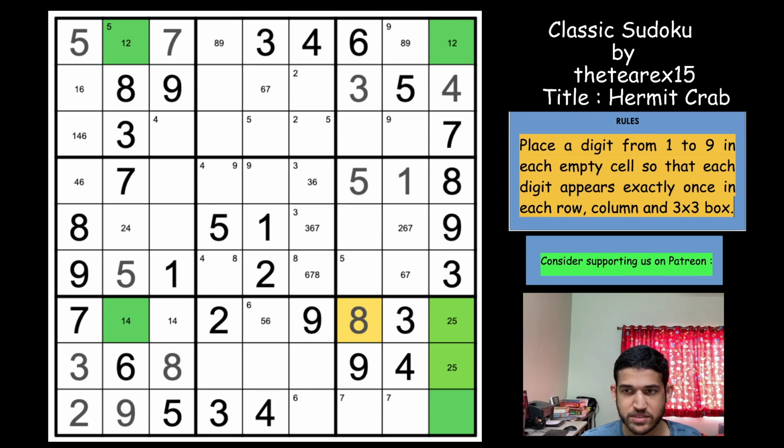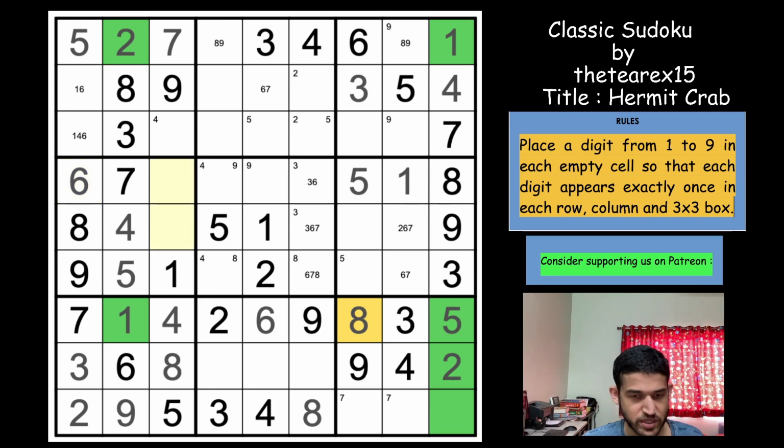So 8 can be placed in row 9. So 8 goes here. And that gives 6 in box 8. Which means this will be 5. This will be 2. And that gives a 1 here. Which gives a 2 here. Which gives a 4 here. Which gives a 1 here. A 4 here. This will be a 6.